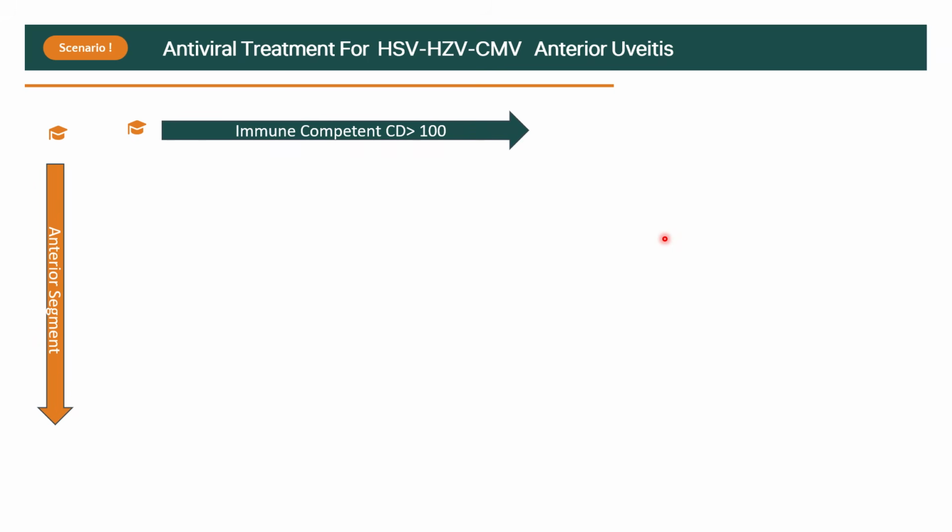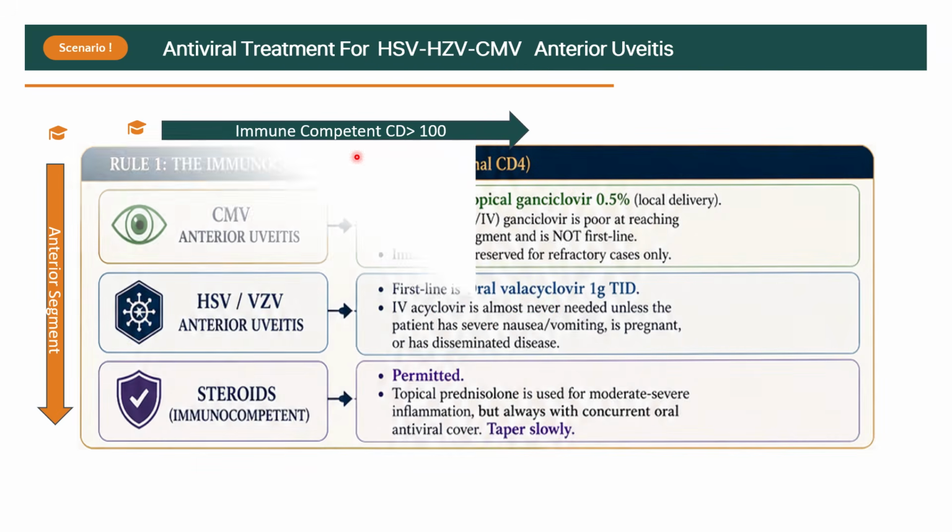The second determinant is the immunity of the patient, whether your patient is immune competent or immune compromised. So these are two very important factors. If you understand them, you can manage your case clearly, keeping in mind the precautions or the contraindications for other drugs. So if we are dealing with an immune competent patient, with either herpes simplex virus, herpes zoster, or cytomegalovirus, usually the inflammation or uveitis is confined to the anterior chamber.